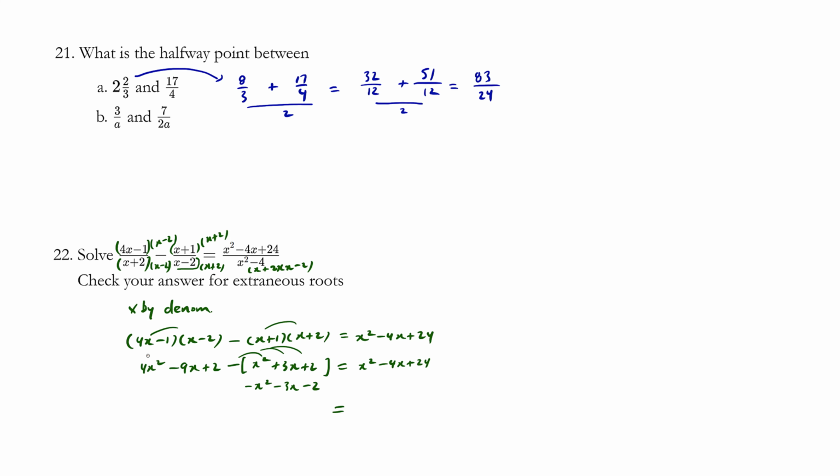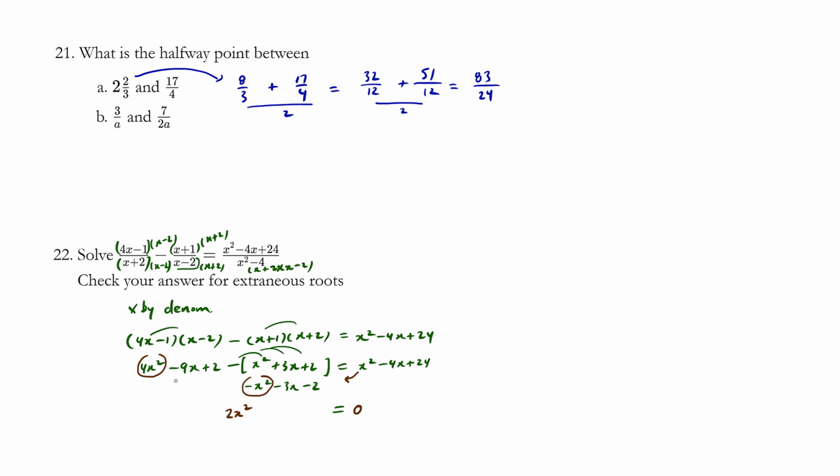So let's concentrate on the x squares. We have 4x squared here. We have take away x squared here, which is 3x squared now. And we're going to take away another x squared, which becomes 2x squared. And if we move everything to the left, it's going to leave 0 on the right.